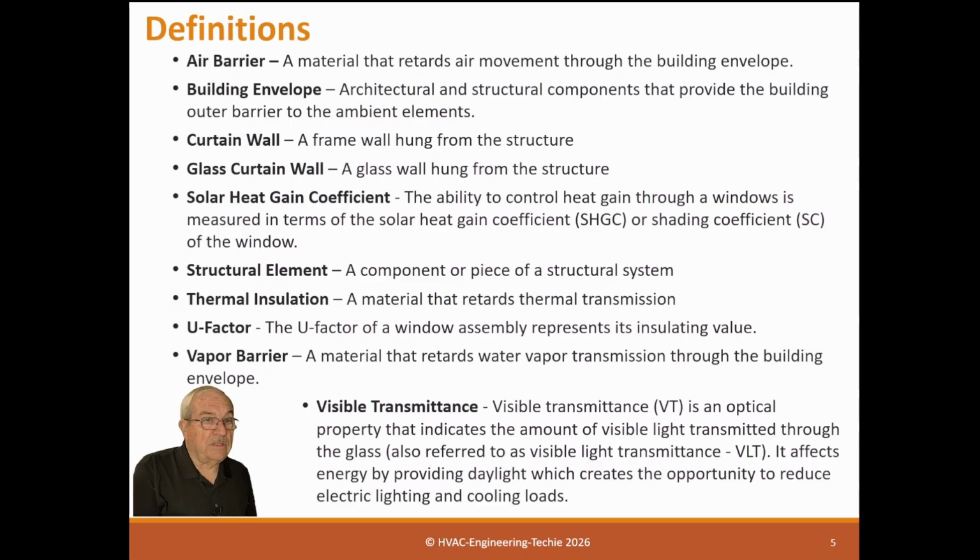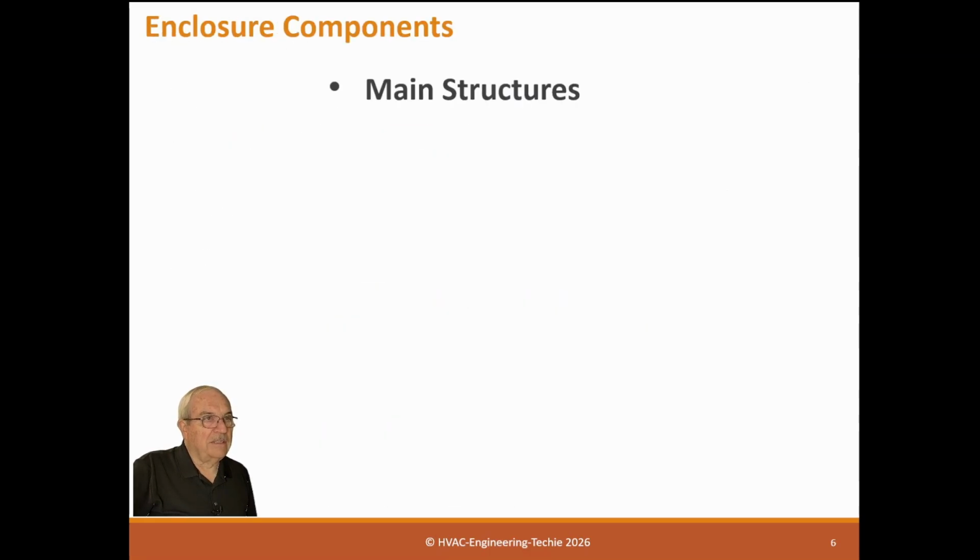Visible transmittance, VT, is an optical property that indicates the amount of visible light transmitted through the glass, also referred to as visible light transmittance, VLT. It affects energy by providing daylight, which creates the opportunity to reduce electric lighting and cooling loads. So outside light is not a problem as long as we try to get the U value high enough and still keep the visible transmission. And we'll talk about that at length.